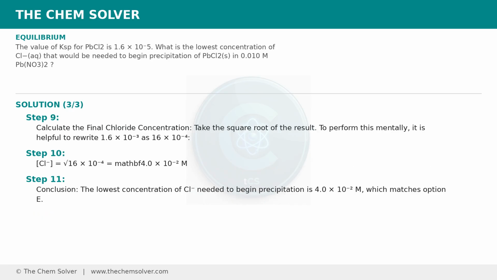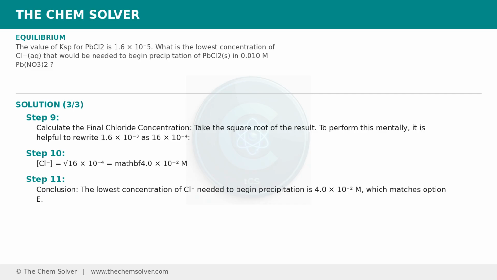Calculate the final chloride concentration. Take the square root of the result. To perform this mentally, it is helpful to rewrite 1.6 times 10 to the power minus 3 as 16 times 10 to the power minus 4. [Cl⁻] equals the square root of 16 times 10 to the power minus 4, which equals 4.0 times 10 to the power minus 2 molar.